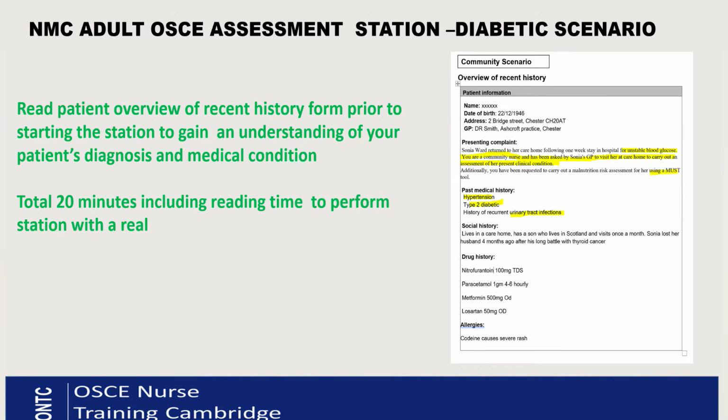What can you possibly see for this scenario in the exam? So this lady is in a nursing home at the moment. She's experiencing unstable blood glucose, as you can see, I've highlighted, and the GP has also asked you to complete a MUST tool on this patient, which is the malnutrition universal screening tool. So that's normally what you've been asked to do in your exam as well.